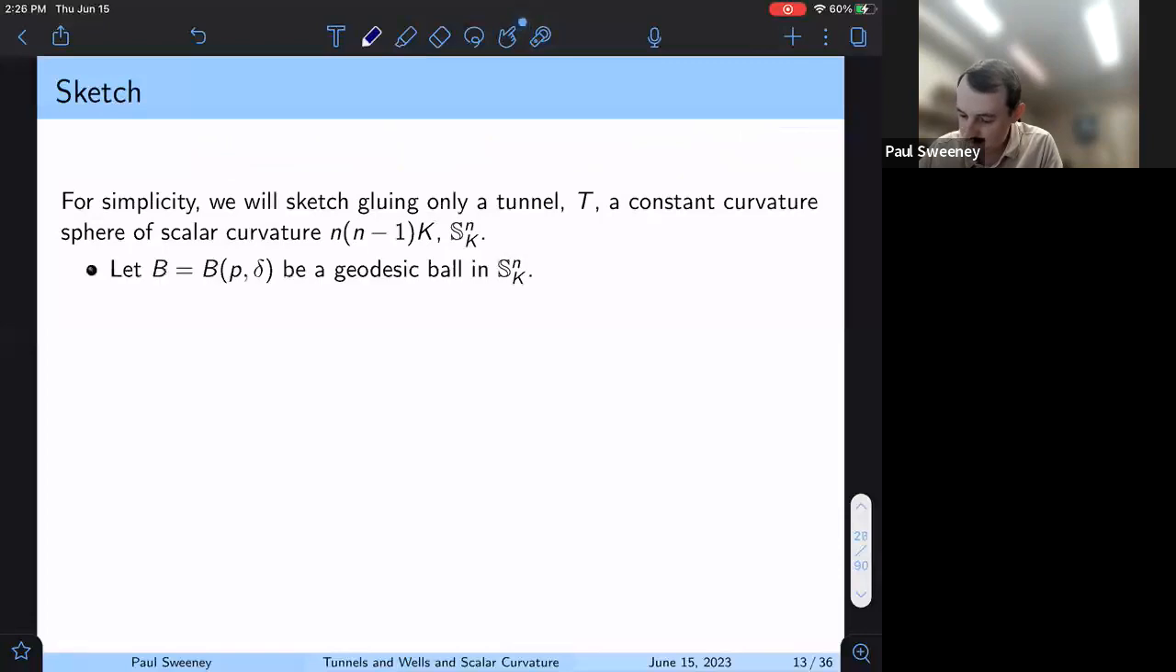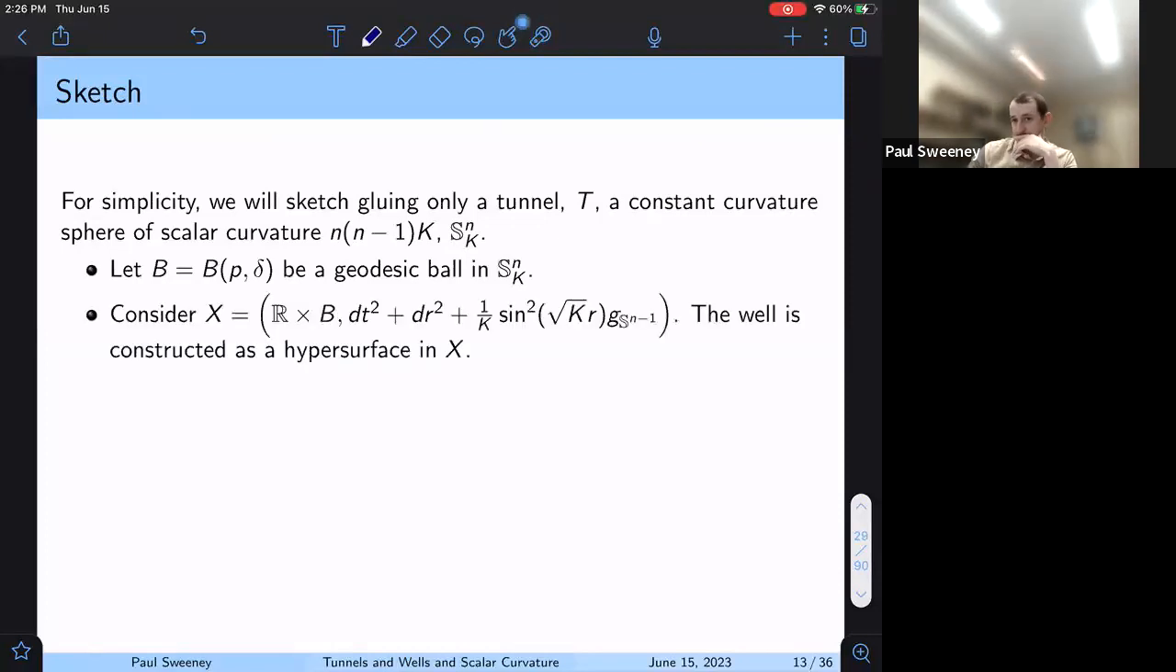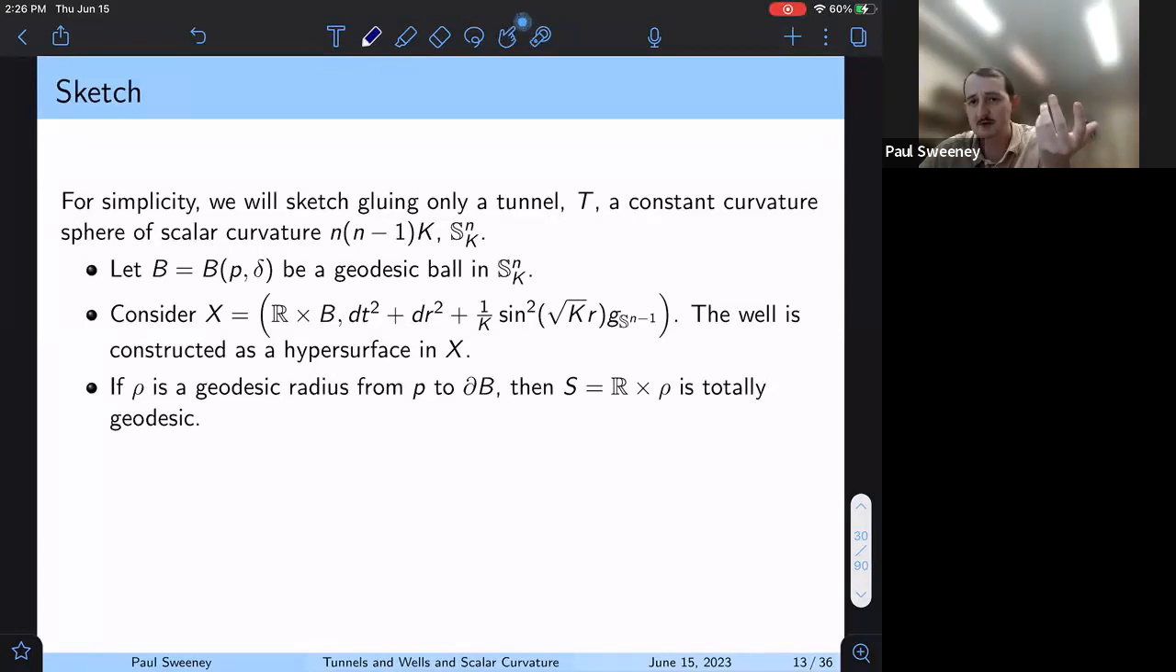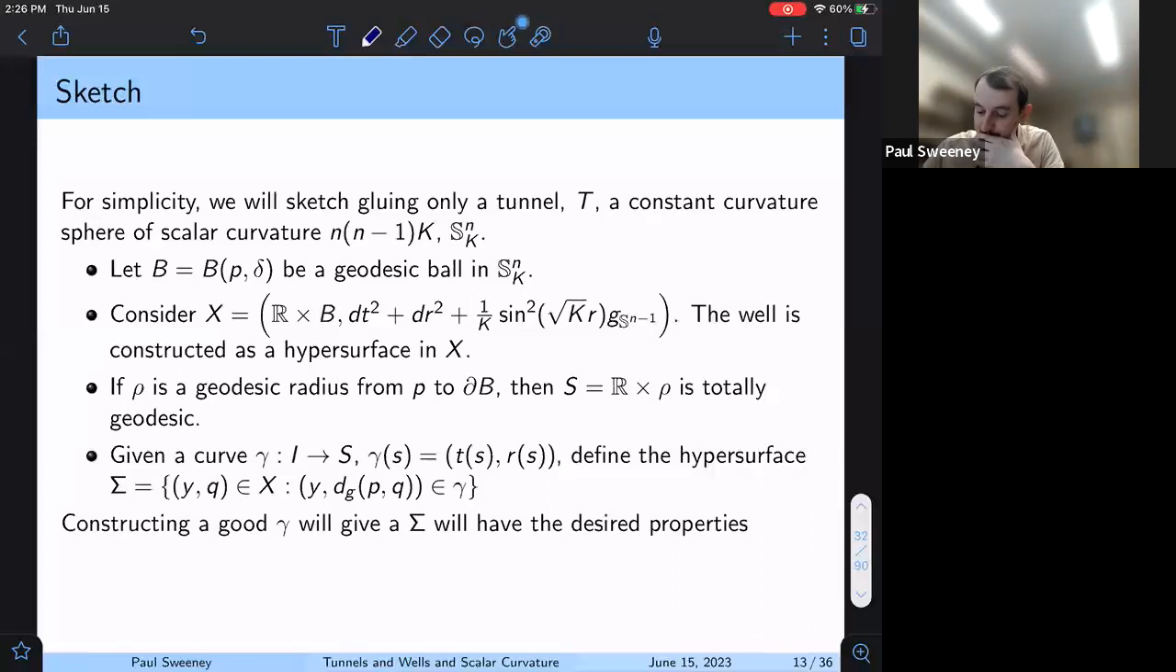So, right, let B be a geodesic ball in our space. Then we consider this cylinder, and it's in the cylinder that we'll construct our tunnel. I'll draw some pictures in a second. I just want to get all the information for the setting out there. If rho is the geodesic radius from the center of our ball B to its boundary, then this strip, R cross rho, is totally geodesic in the cylinder X. And so we'll take a curve from the interval into the strip S that's living in X, and we'll define a hypersurface as all the points that are a certain distance from this curve gamma.